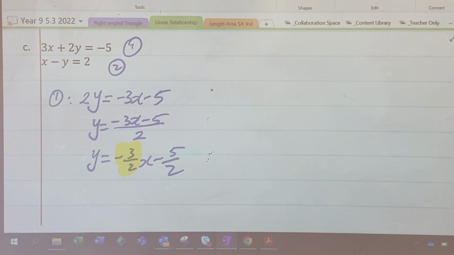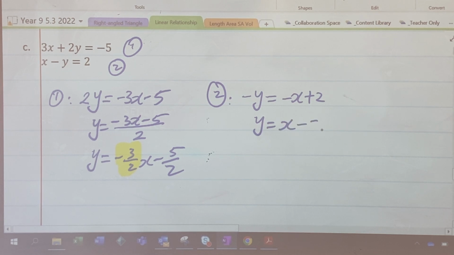Alright, let's have a look at equation 2. We want to write it as y equals mx plus b. So I'm going to leave y. Minus y is minus x plus 2, isn't it? Then we said we want to leave y as the subject, but at the moment it's negative y. So I'm going to multiply by negative 1 everywhere so that y becomes positive. So y is x minus 2.